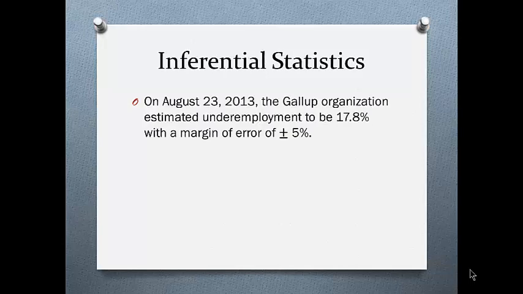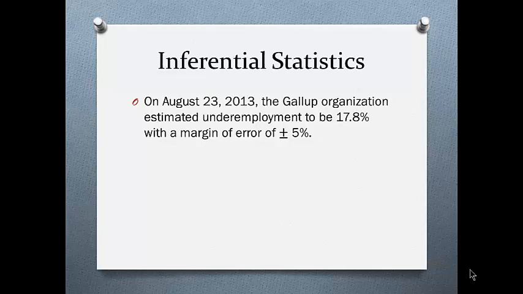On the other side, we have our inferential statistics. Now, inferential statistics are going to make a claim or an estimation. So on August 23rd of 2013, Gallup organization went out and surveyed a bunch of people and determined that underemployment, people who work part-time but want to work full-time, was at about 17.8%, with a margin of error of plus or minus 5%, which means it could be as low as 12.8 or as high as 22.8%. We are estimating the underemployment to be around that number.